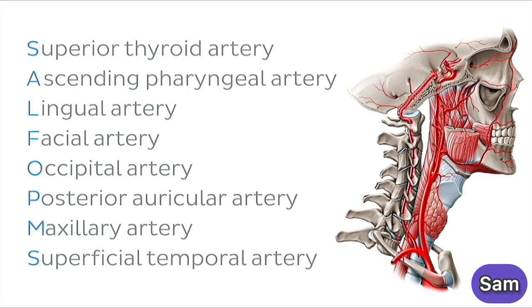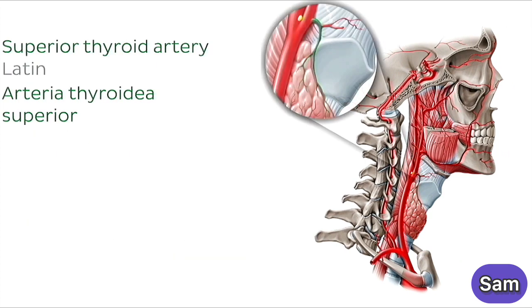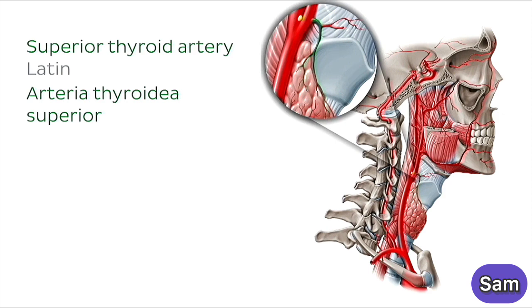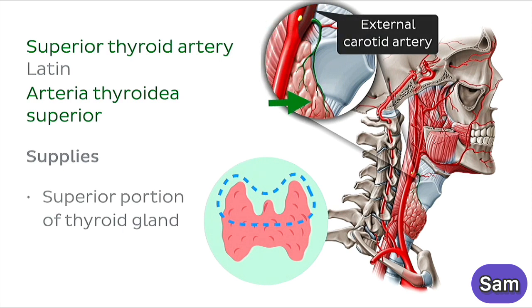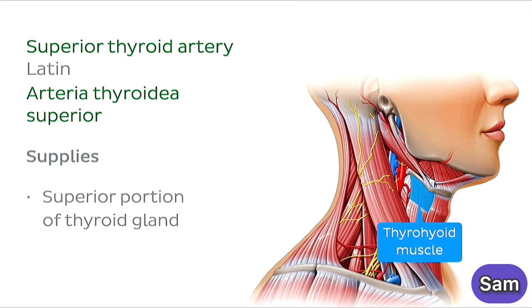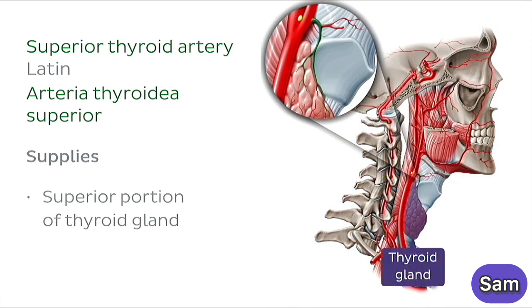The first branch of the external carotid artery is the superior thyroid artery. This artery's main target is the superior portion of the thyroid gland. It arises from the anterior surface of the external carotid artery and descends along the lateral border of the thyrohyoid muscle to reach the thyroid gland.